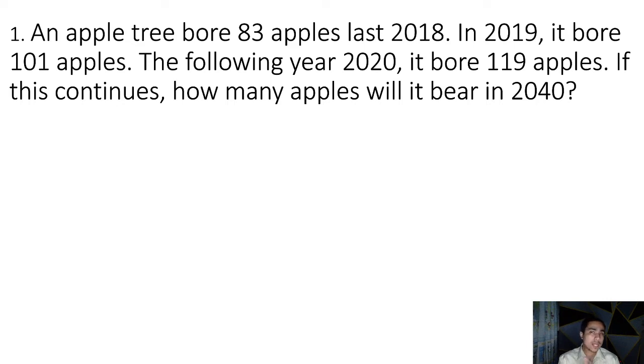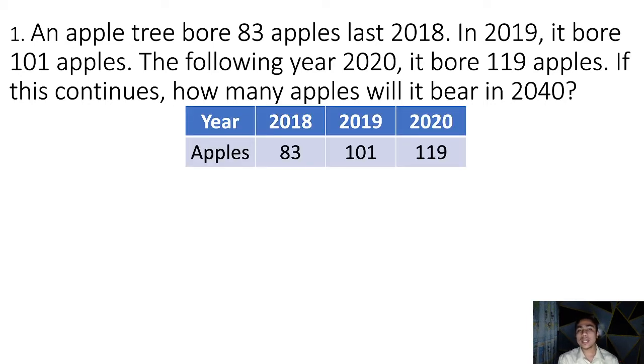Okay? So, una, alamin natin anong klaseng sequence to. Is this an arithmetic sequence or is this a geometric sequence? So, ito yung ating table. So, year, 2018, 2019, and 2020. Ito yung the first 3 consecutive years. Ito yung first 3 terms natin. Unang year, pangalawang year, at pangatlong year. Kung mapapansin natin, ang ating unit ng n ay year, at ang ating unit ng terms ay apples.